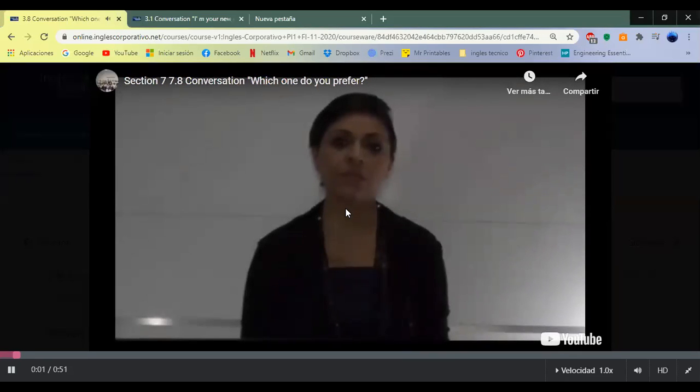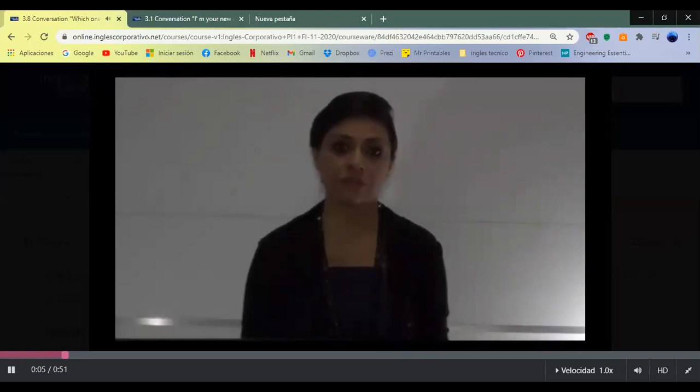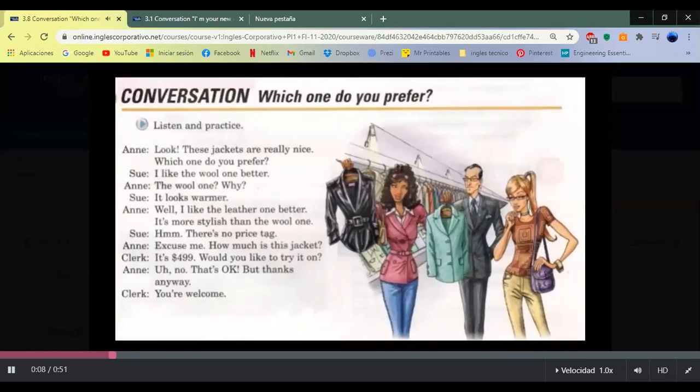practice. In this lesson, participants will listen to a conversation and will be introduced to comparison with adjectives by expressing preferences. Which one do you prefer? Look, these jackets are really nice. Which one do you prefer? I like the wool one better. The wool one? Why? It looks warmer. Well, I like the leather one better. It's more stylish than the wool one. Hmm, there's no price tag. Excuse me, how much is this jacket? It's $499. Would you like to try it on? No, that's okay. But thanks anyway. You're welcome. Notice how the girls are talking about their preferences. In the next class, we will study how to express preferences and comparisons.